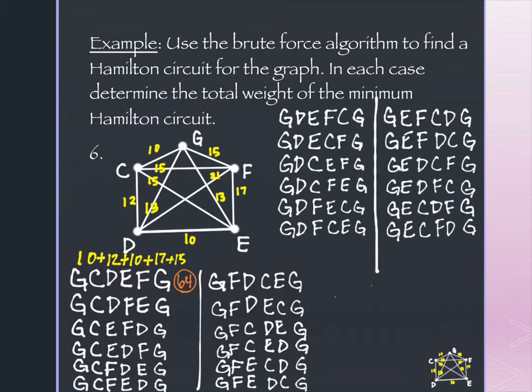All right, let's just do the next one that's next to it. G, F, D, C, E, G. So how about GF? 15. FD. 21. DC. 12. CE. 13. And EG, excuse me. 13.